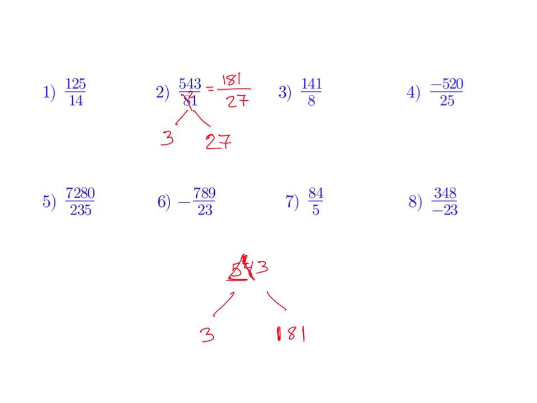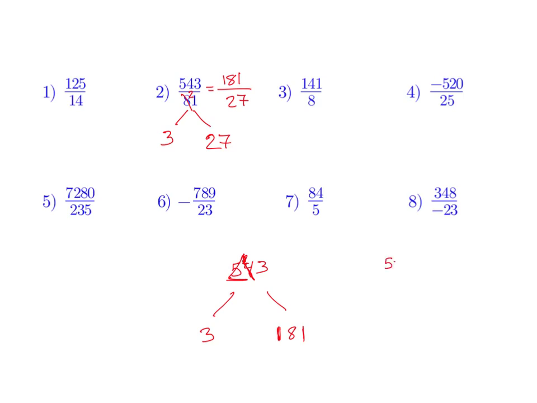All right, is there a number that's going to go into both 141 and 8? You mean 181? 141. We're moving on to the next one. Oh, I see. My bad. Sorry. No. Nope, so we can't reduce that one. Okay, is there a number that goes into both 520 and 25? Yep. 5. Okay, we can reduce both of these by 5.